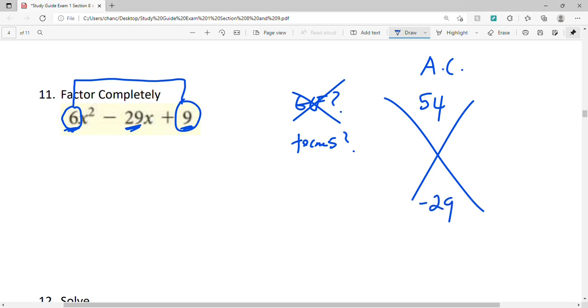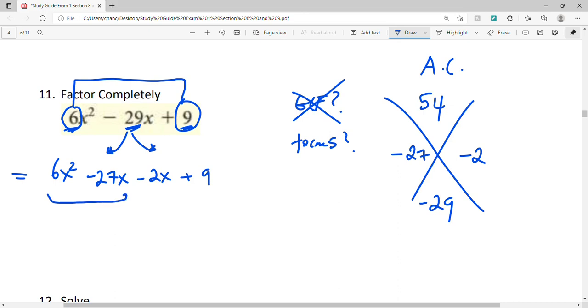And after some calculator work, I have found the numbers are 27 and 2. They both have to be negative. For the AC method, we have to remember we're going to split the middle. We're going to rewrite this as negative 27x minus 2x plus 9. Since we broke it into 4 terms, we can now factor by grouping.